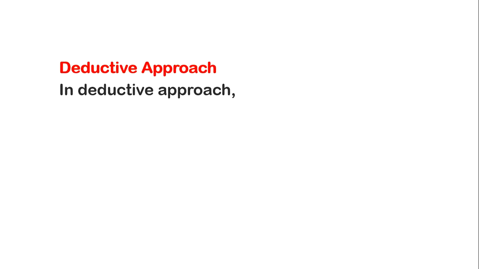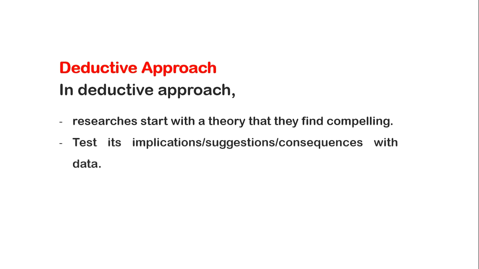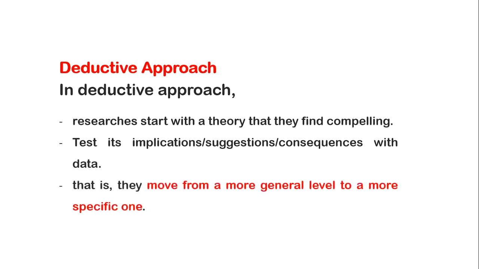In the deductive approach, a researcher starts with a theory that they find compelling. They test its implications, suggestions, and consequences with data. That is, they move from a more general level to a more specific one. The deductive approach is more scientific and more credible. Let's see an example.